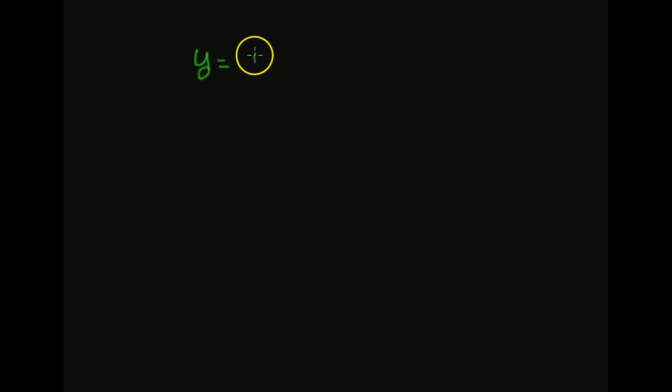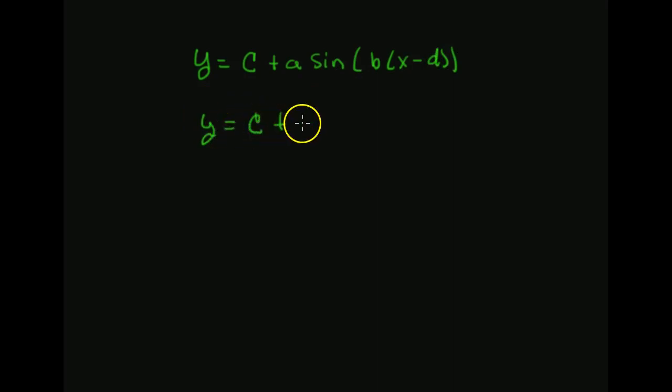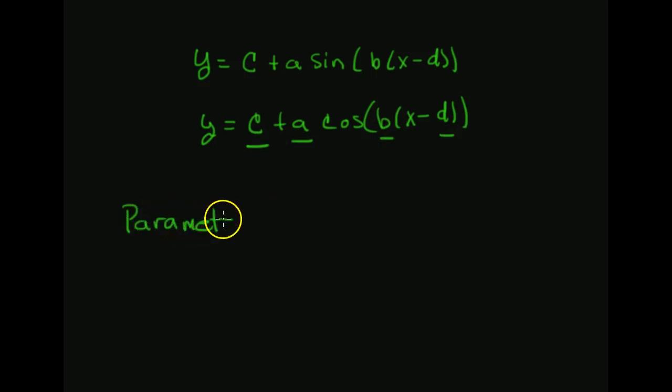So we're going to use a very particular setting here. We're going to say that y is equal to c plus a times the sine of b times the quantity x minus d. Or we're going to say y is equal to c plus a cosine b times the quantity x minus d. In each of these, the four letters A, B, C, and D are what we're going to call a parameter. And each of them controls something different.